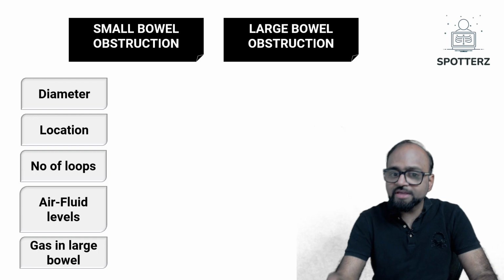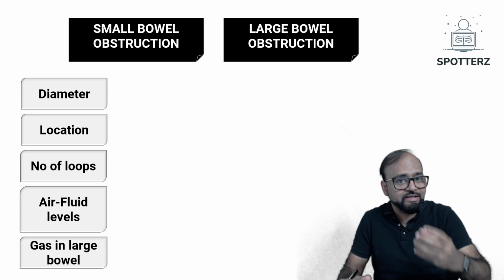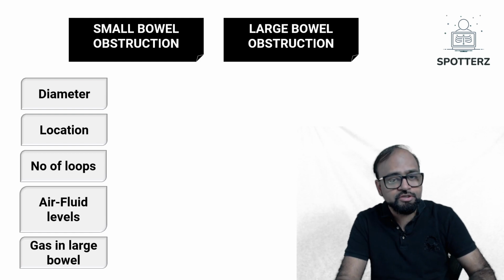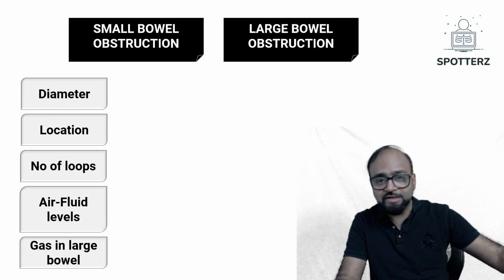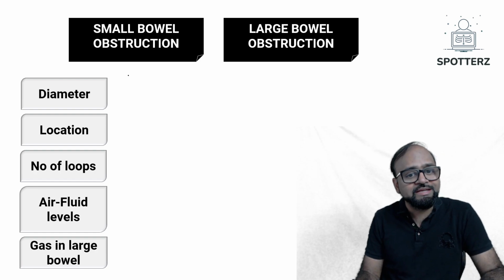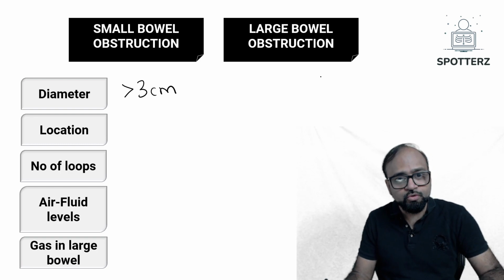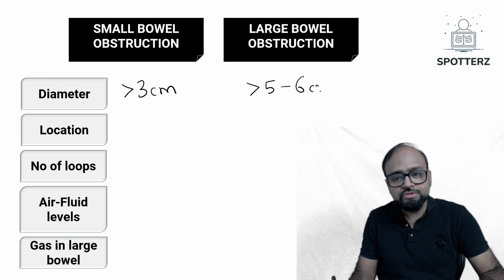Now, when a bowel loop gets obstructed, it is going to be dilated just proximal to the site of obstruction. So when do you say that a small bowel is dilated? A small bowel is dilated if its diameter is more than 3 centimeters. A large bowel loop is dilated if the diameter is more than 5 to 6 centimeters.